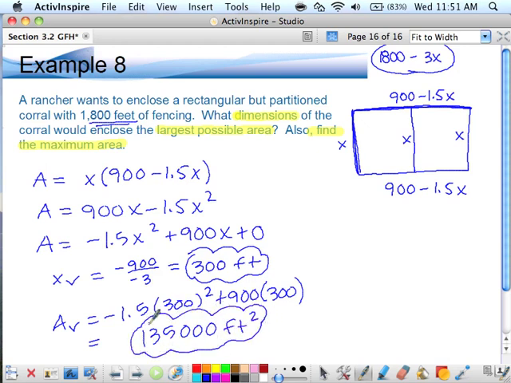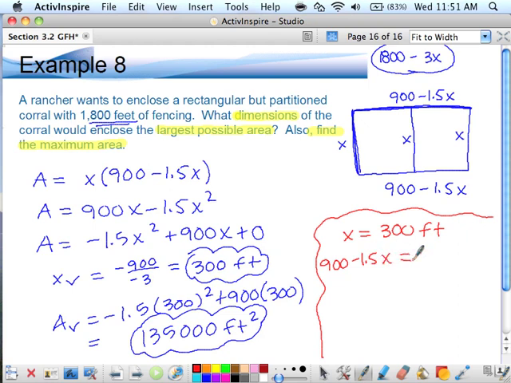Now, just because we found the vertex doesn't mean we've answered what we were asked to find. So let's go back for a minute. The first thing I was asked to find were the dimensions. Well, I definitely know one of the dimensions. I know that x, which I'm going to use as the width here, that x is equal to 300 feet, because that's the x value of the vertex that will provide the maximum area. But the length of that is whatever 900 minus 1.5 times that x is. So let's calculate that for a minute. 900 minus 1.5 times 300 gives us 450 feet.